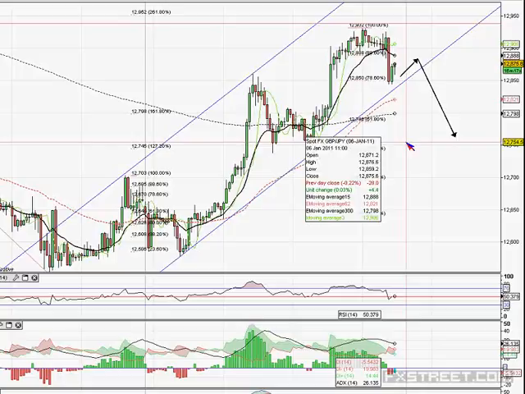The trend at the moment is to the downside in cable. Trend at the moment is downside in Euro dollar. Trend at the moment is downside Aussie dollar. But she's probably going to change that trend in a minute.